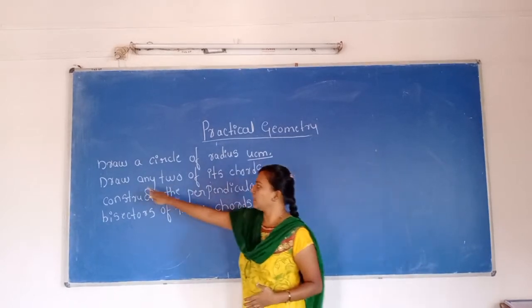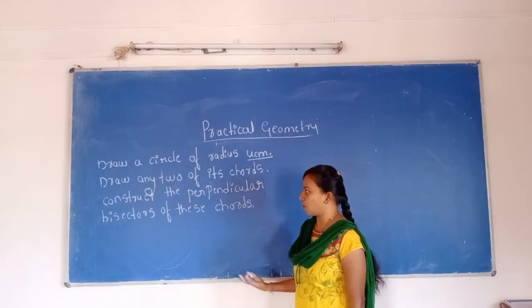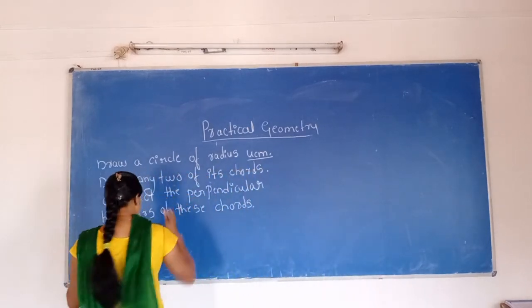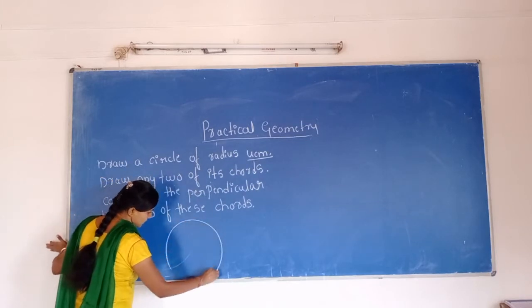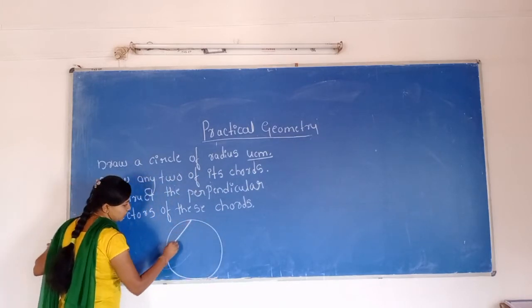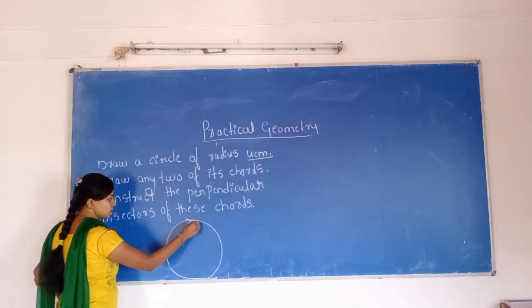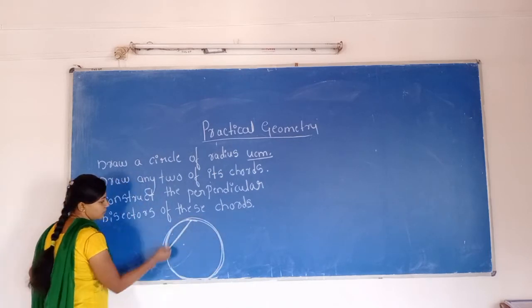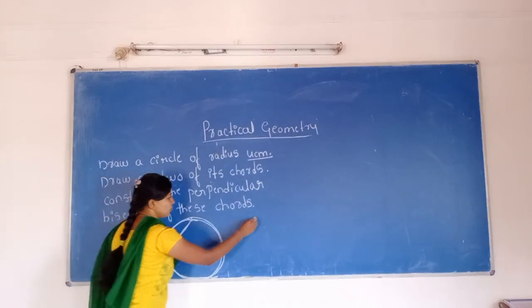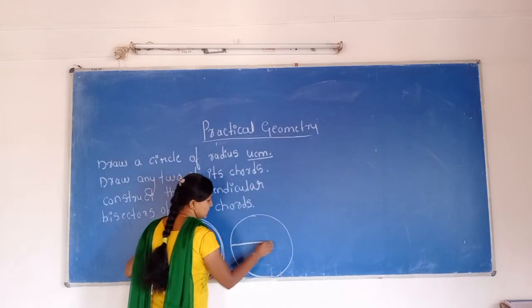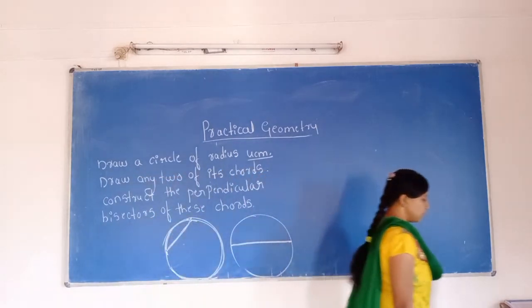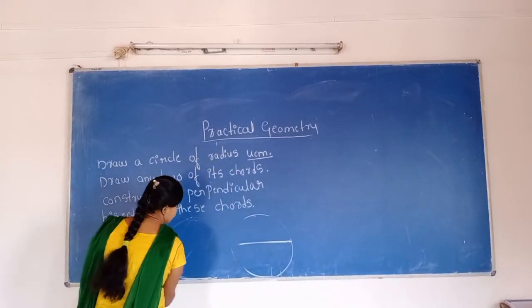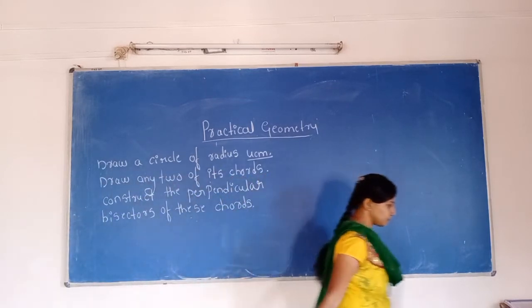Draw any two of its chords. Construct the perpendicular bisector of the chords. So as you know about the chords, this is a circle and this is called a chord. A chord divides the circle into two parts. As we know, diameter is the longest chord. And using this chord you have to draw a perpendicular line.